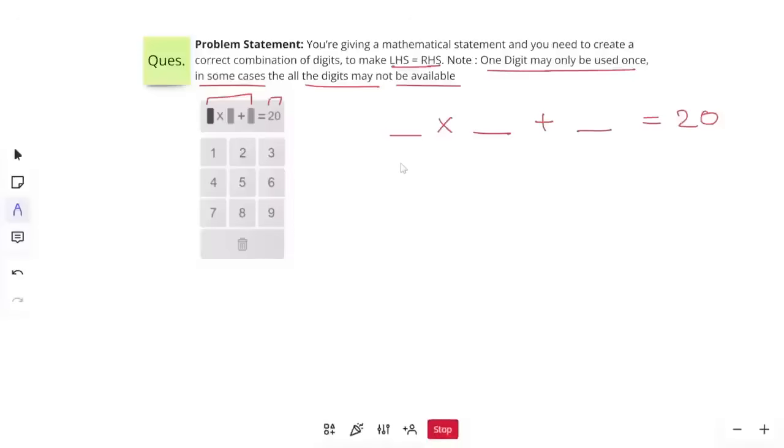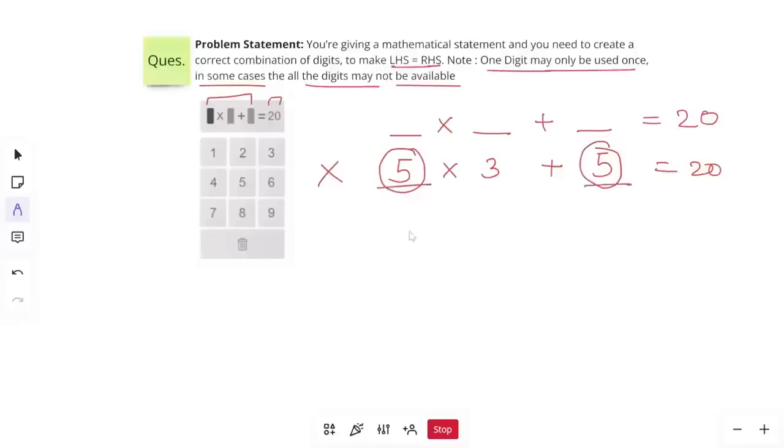Let's see. So I'm telling you what is not the correct way of solving this one. One possible way of solving this is 5 into 3 is 15. 15 plus 5 is 20. So now you might think that this is correct, and you might select this one, but this is wrong. Why? Because we are already told a condition that one digit should be only used once, and we are using 5 twice in this case, right? That is why this is a wrong one.